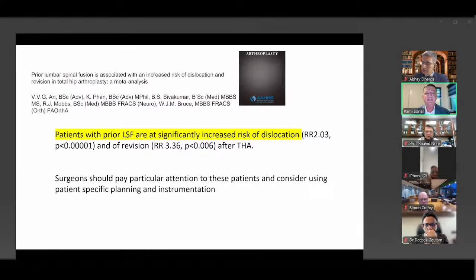Papers like this one are actually from a colleague of mine in our department, Brahman Sivakumar. Interestingly, he's now a hand surgeon, but he published with Warwick Bruce, all from Australia, basically on prior lumbar-spinal fusion being associated with an increased risk of dislocation and revision total hip replacement. This was a meta-analysis. So patients with prior lumbar spine fusion are at significantly increased risk of dislocation and revision after hip replacement, and concluding that surgeons should pay particular attention to these patients and consider using patient-specific planning and instrumentation.